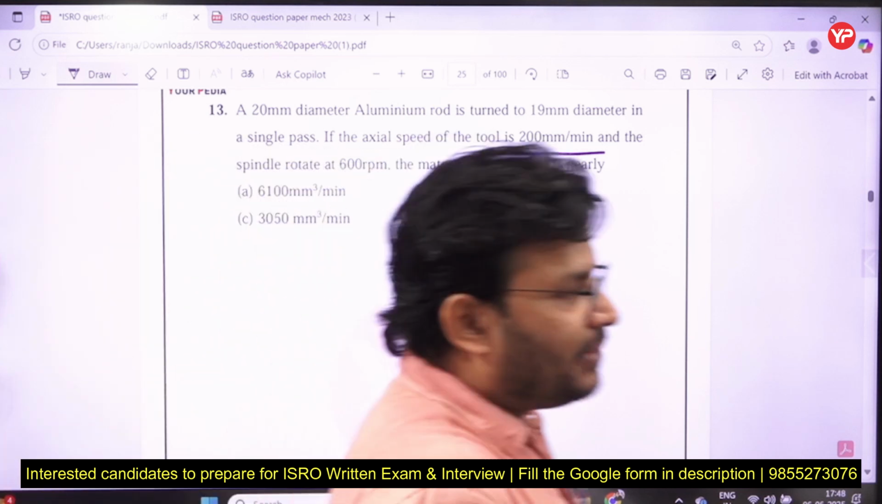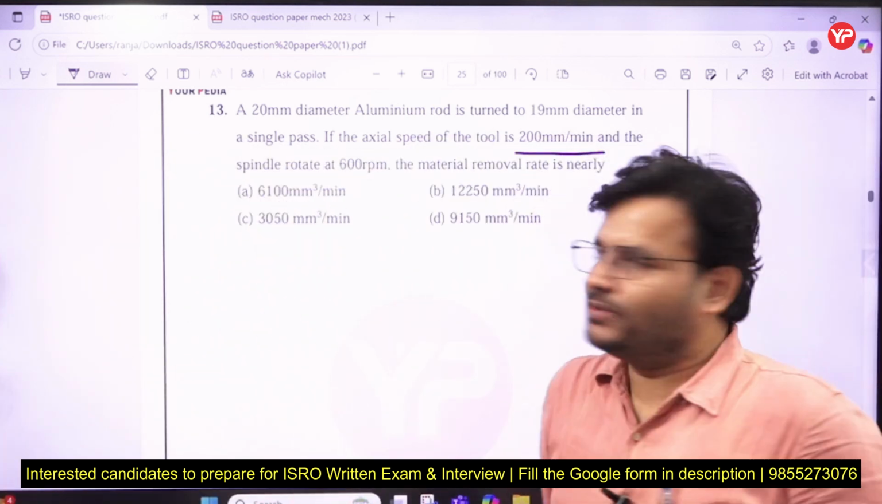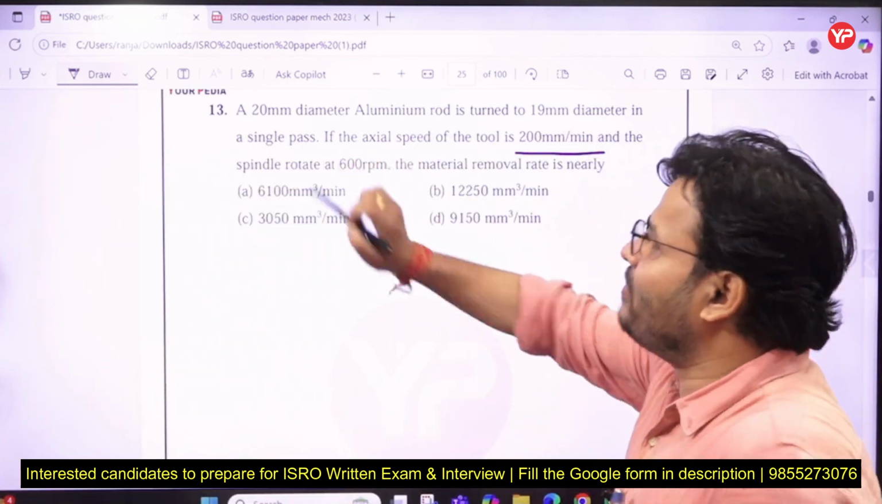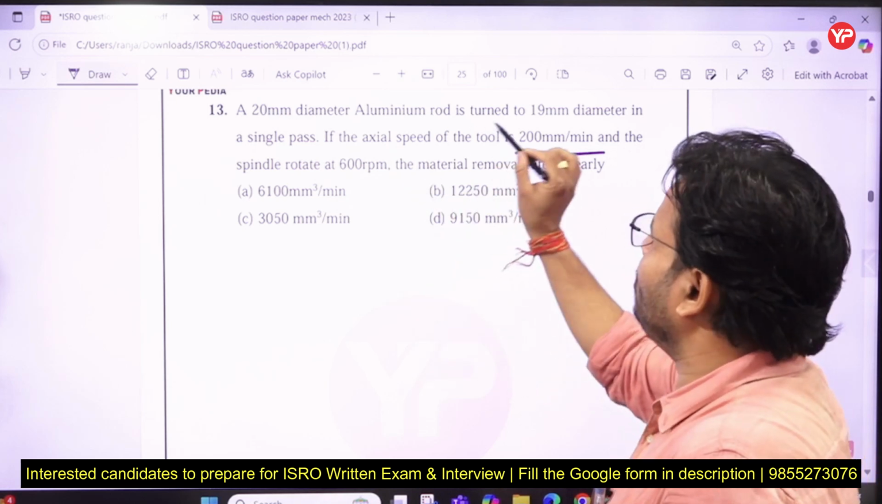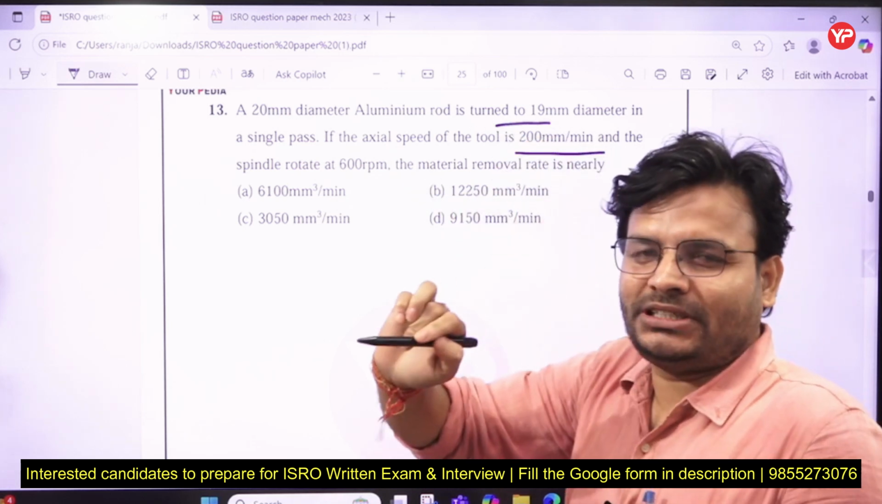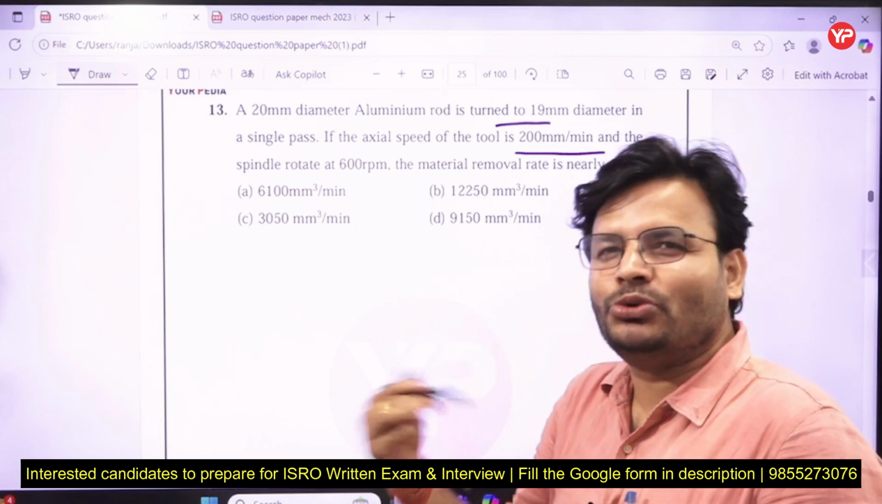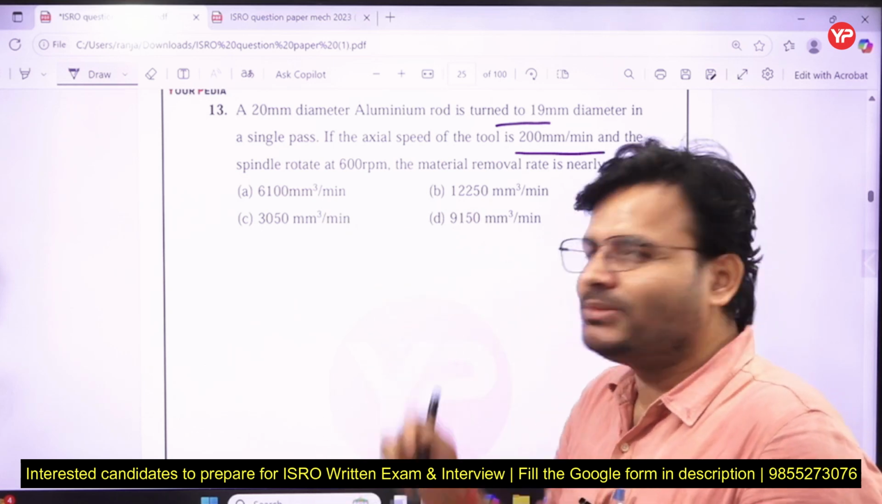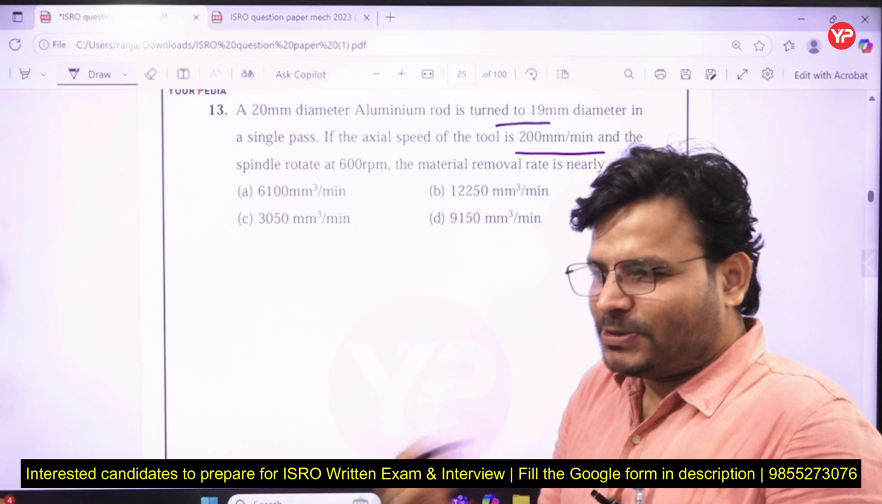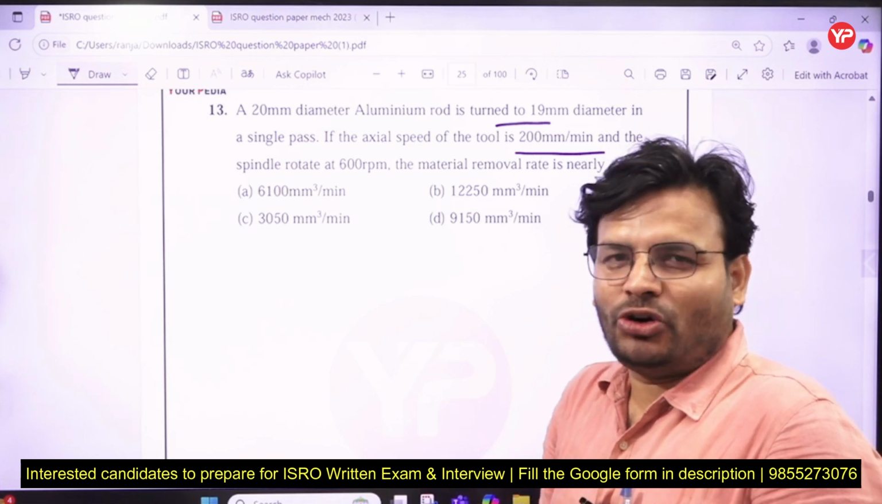That is the option you have, my dear friends. How do you have to proceed? See, a 20 mm diameter aluminum rod is turned. This is a turning operation, and the question has been taken from production engineering, from the topic metal cutting, specifically from the turning operation.